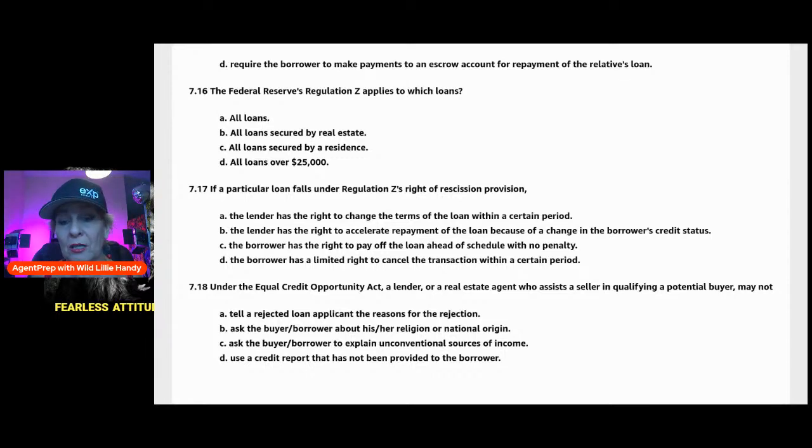Now, it can't be all loans, okay? Oh, no, it is not D, Fabiola. Take another look. So it's not A and it's not D. Yes, residential. So all loans secured by a residence, right? Because they're protecting the consumer. Almost type B.